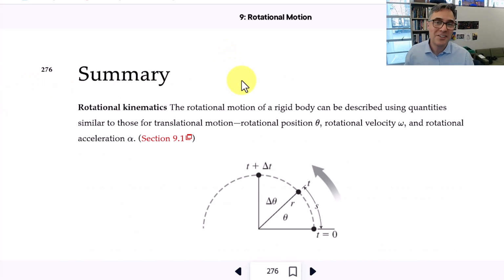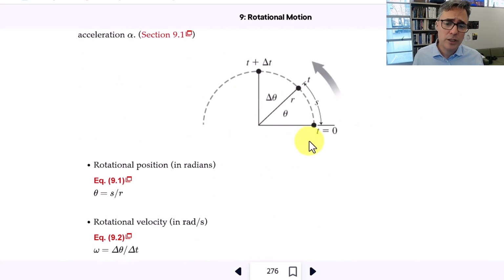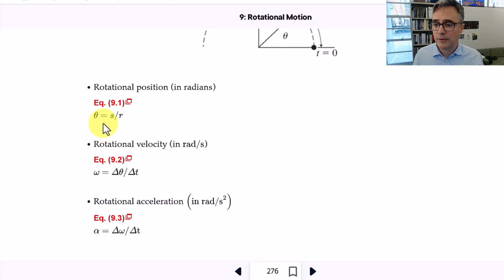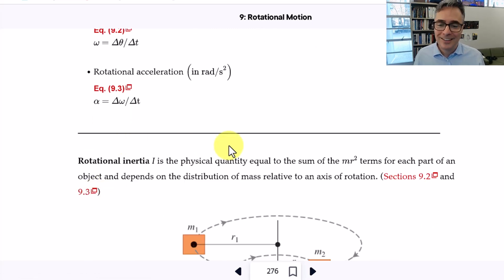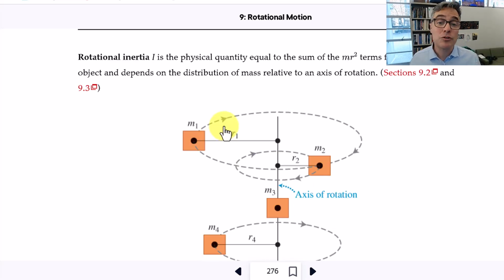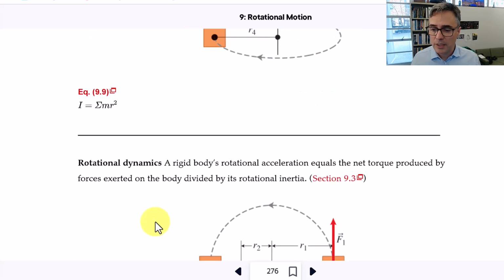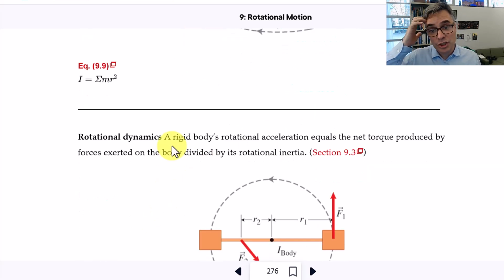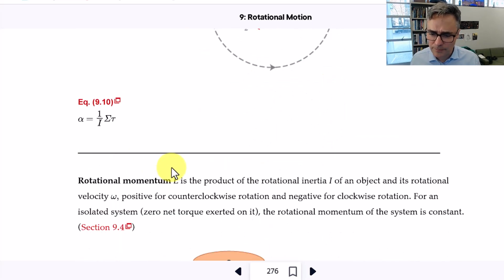So really at this point you're done your chapter 9 reading. The summary here is good to go over. We have rotational kinematics with theta, omega, and alpha as your new rotational position, velocity, and acceleration. We have rotational inertia, which for a particle is mr squared, but then when you have different shaped objects, you will have some fraction out there in front of the equation.